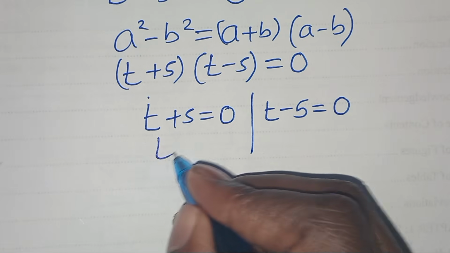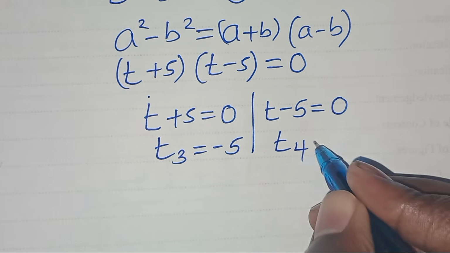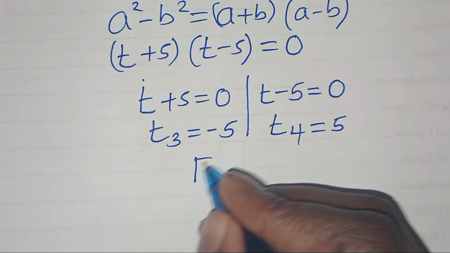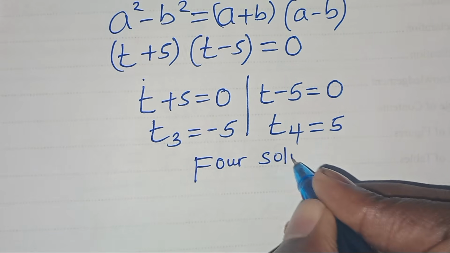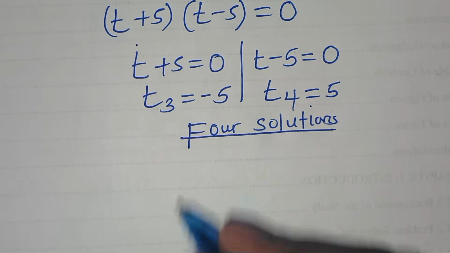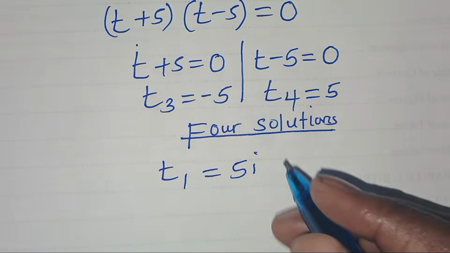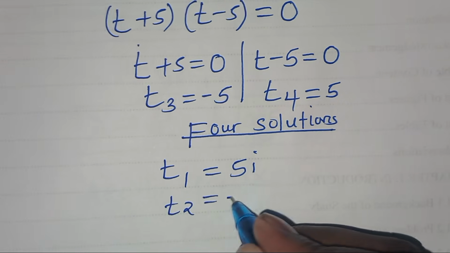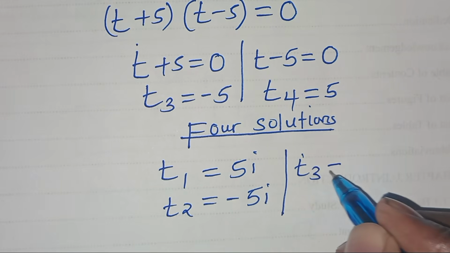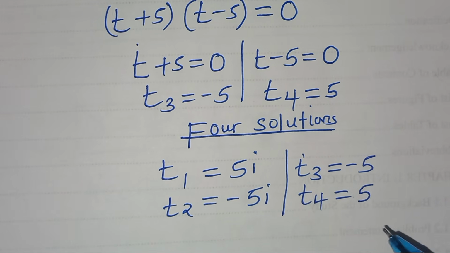So this implies that t3 is equal to minus 5, and you have that t4 is equal to 5. So this implies that here we have 4 solutions to this exponential problem. That is, T1 is equal to 5i, T2 is equal to minus 5i, T3 is the same thing as minus 5, and T4 is equal to 5.